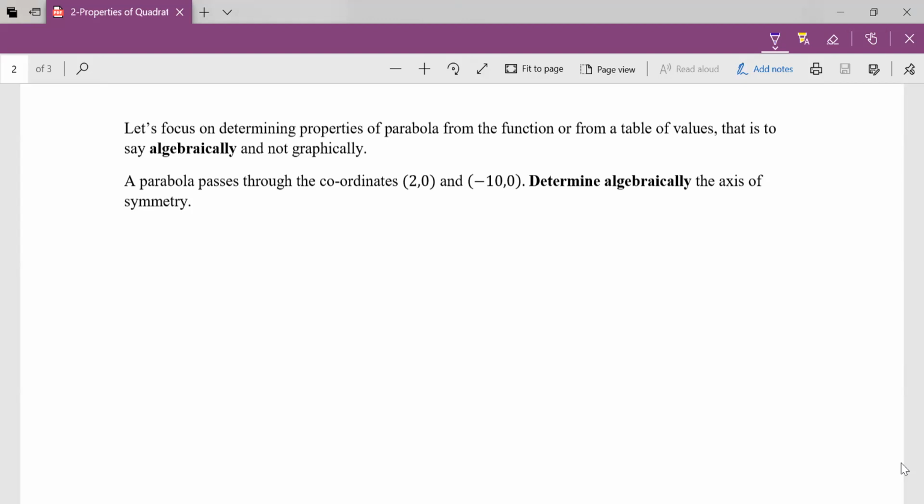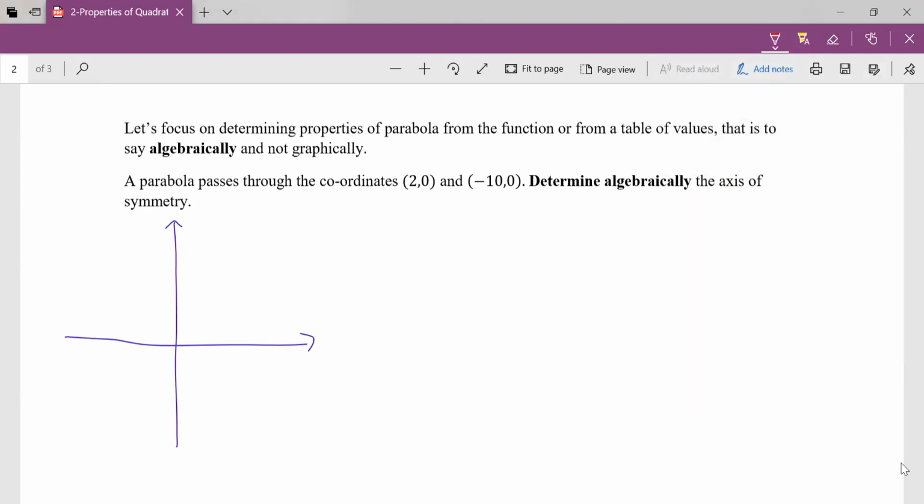All right, first one: a parabola, which is the graph of a quadratic, passes through the coordinates (2, 0) and (-10, 0). Determine algebraically, and that word, bolded, determine means you better show me some work, the axis of symmetry. Okay, first thing I'm going to do, it's always nice to have a pretty picture, right?